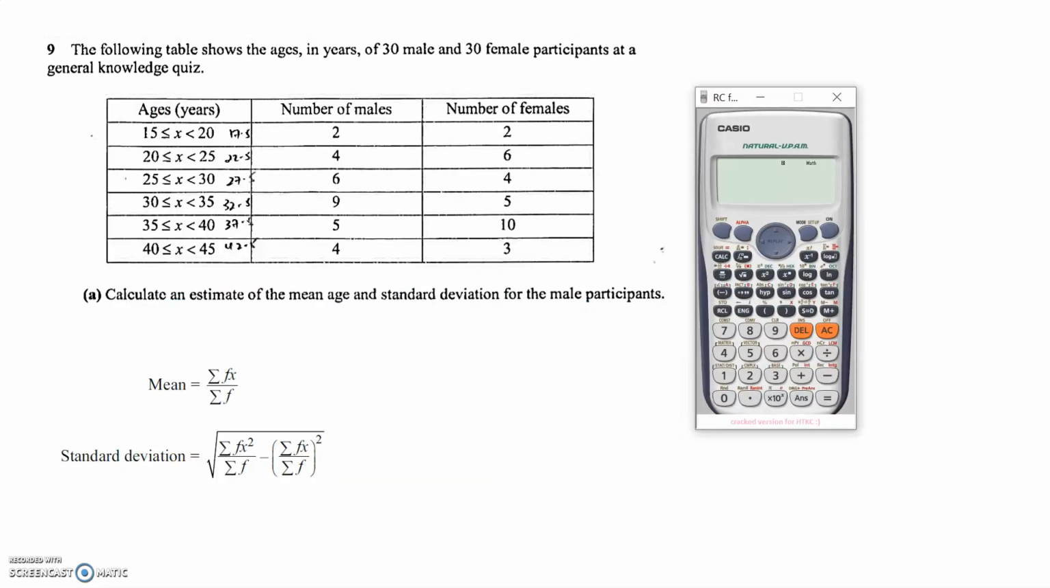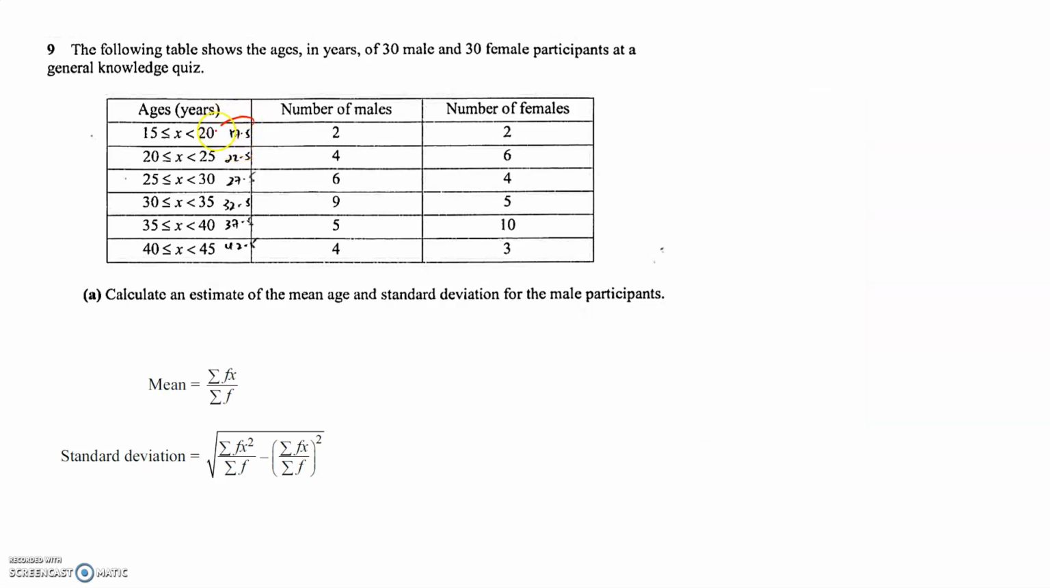So let me just draw out the calculator. Alright, so from here, you see that I have a question. It's actually taken from one of the exam papers. And you notice that this is actually grouped data. So what you notice is that I have actually found the mid value between 15 and 20.